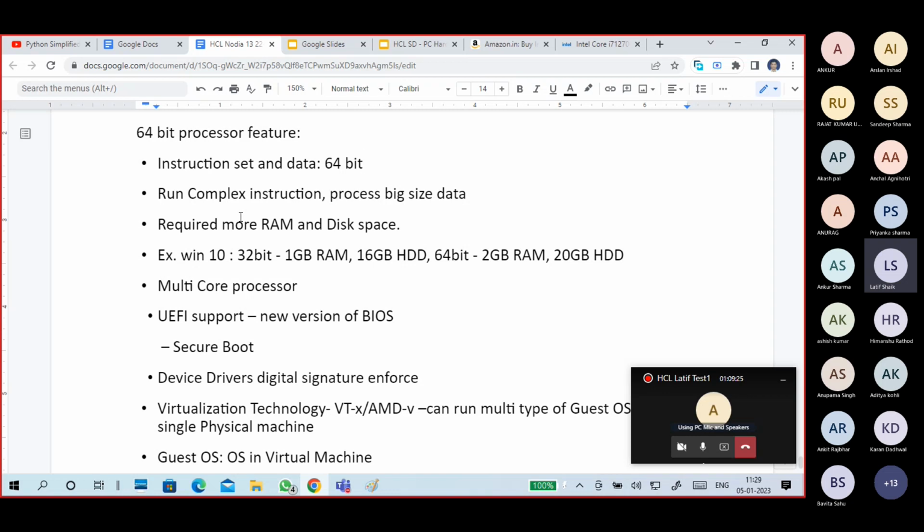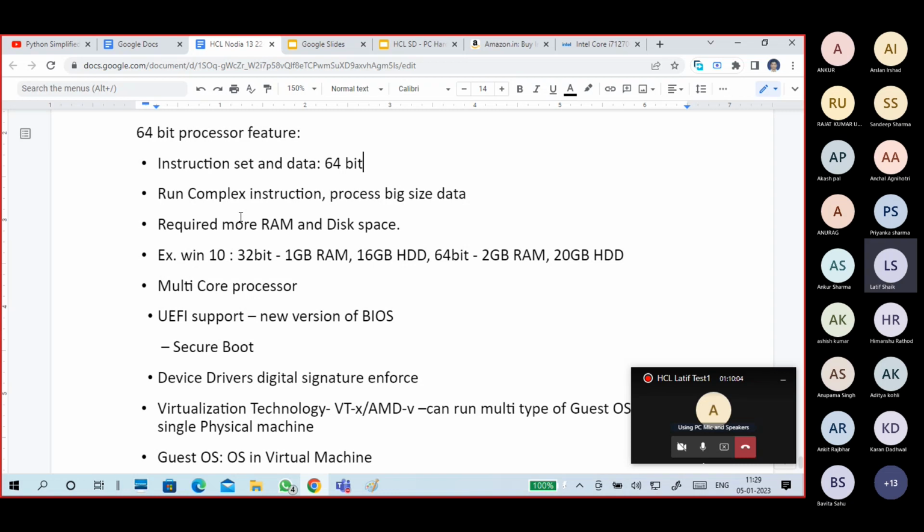Maybe you do multiplication, divisions, some formulas you can run, then it becomes more complex than plus and minus, right? So compared to a 32-bit processor, a 64-bit processor can run complex instructions. Big size data we are able to process. But when we run complex, big size instructions and big size data, of course, we need more RAM capacity, and more disk size capacity is also required.